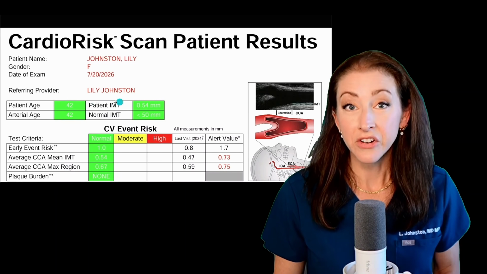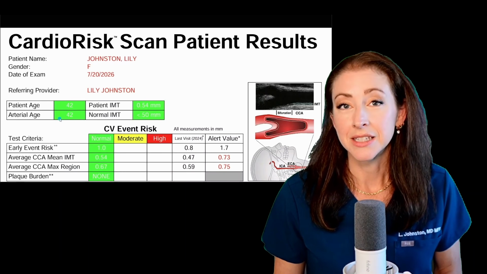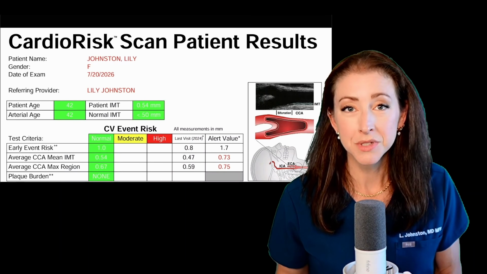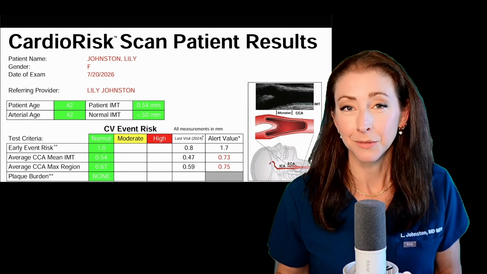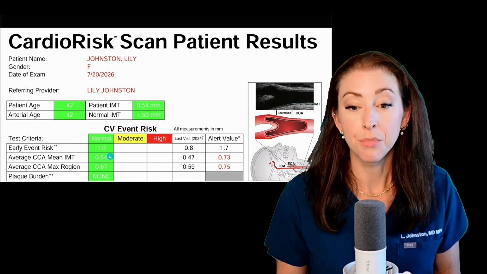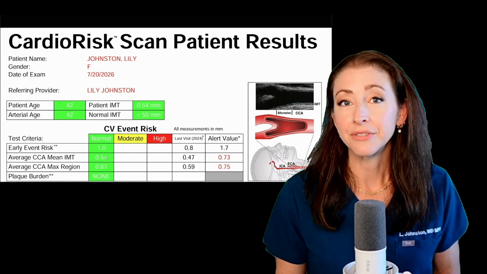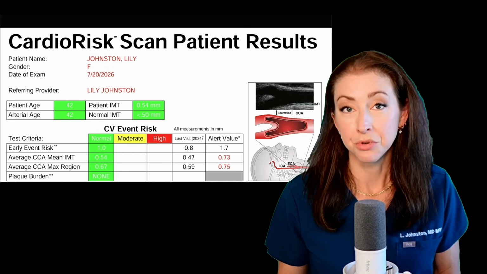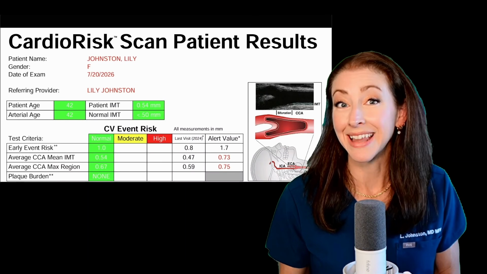And the way that this converts into arterial age is based on population norms. I will show you that graph in a couple of minutes here, but just suffice it to say that this is really the number that matters. When you have serial exams through CardioRisk, they will show you what the last measurements were.